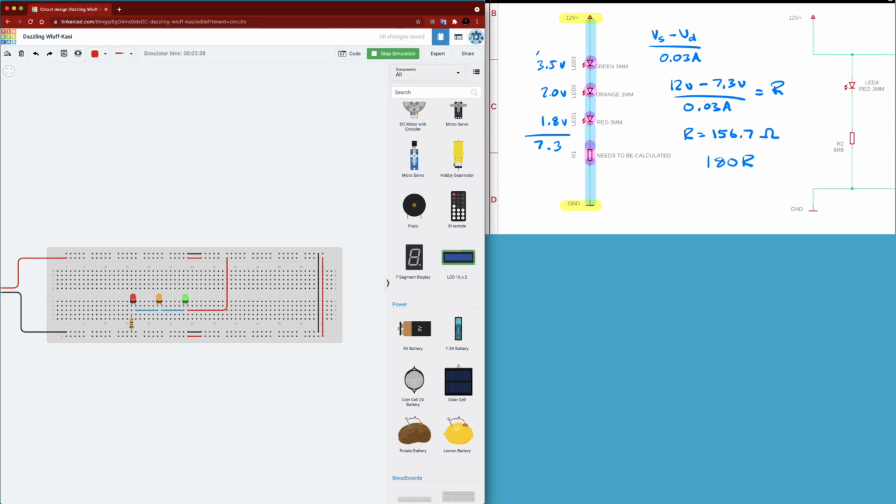Well, I will end the video here as we are finished constructing the series circuit for resistors and LEDs. And next video we will look at the parallel circuit.